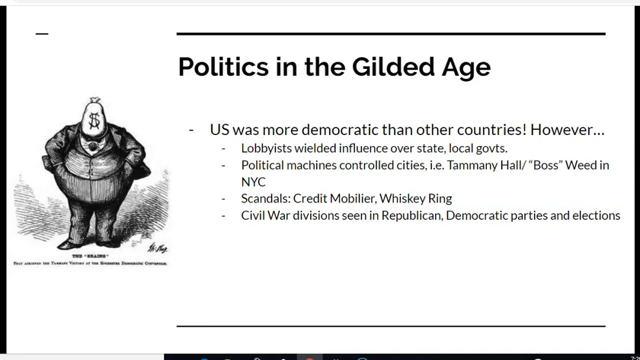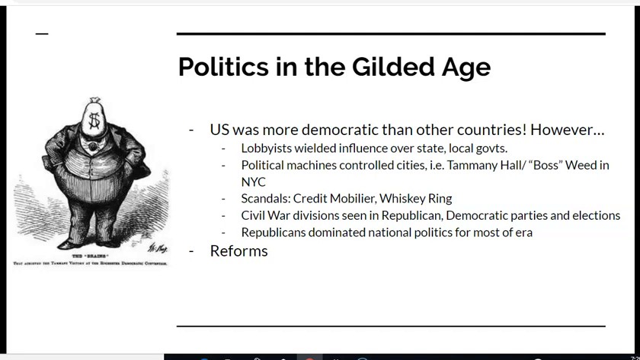And the Civil War divisions that we'd seen between North and South, Yankees and Confederates, were going to continue to influence the divisions between Republicans and Democrats in the parties and elections during the Gilded Age. Republicans, though, it should be noted, dominated national politics for most of the era. While there were some Democratic presidents, the Republican Party, for the most part, controlled the federal government. However, Democrats did control a lot of local and state governments.